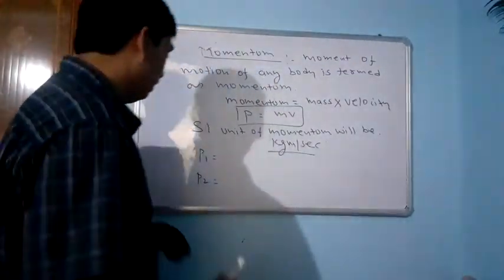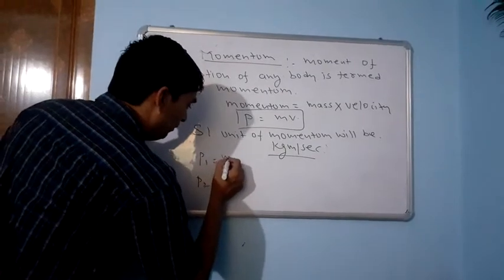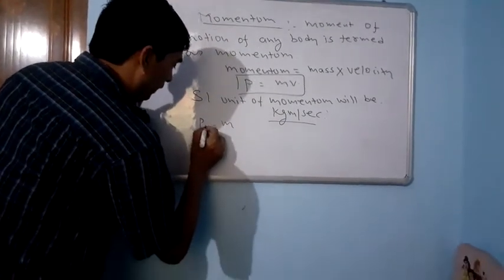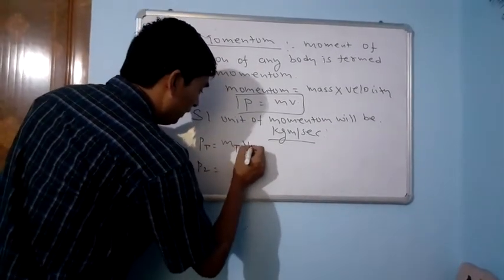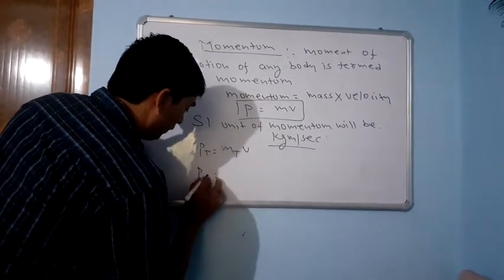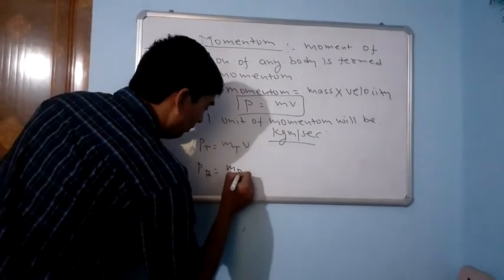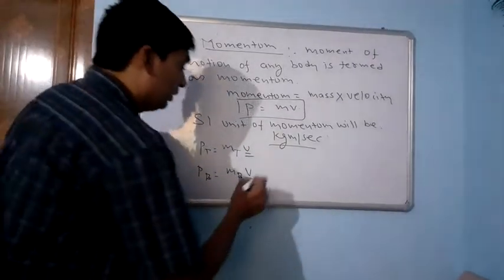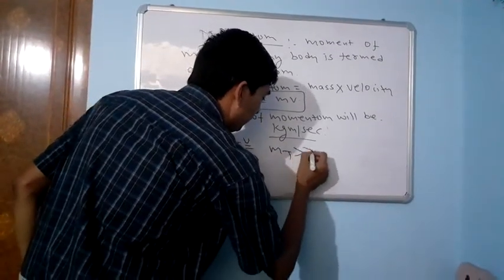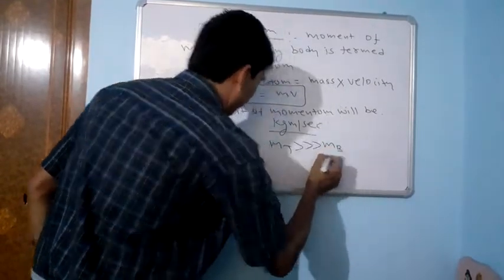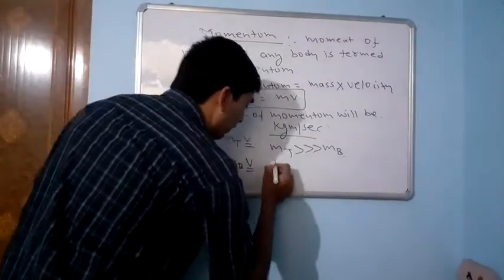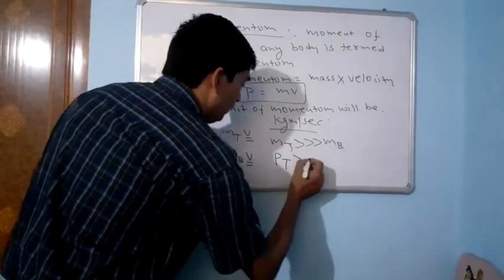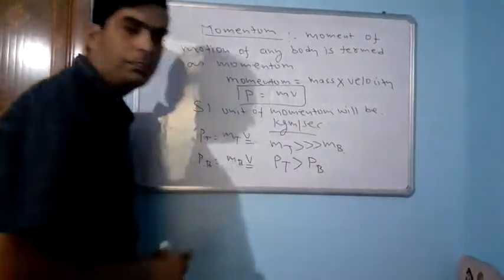So in this case, if we are talking about the truck, the momentum is the mass of the truck into velocity, and for the bicycle, it is the mass of the bicycle into velocity. Both velocities are the same, but as the mass of the truck is more than the mass of the bicycle, the momentum of the truck will be more than the momentum of the bicycle.